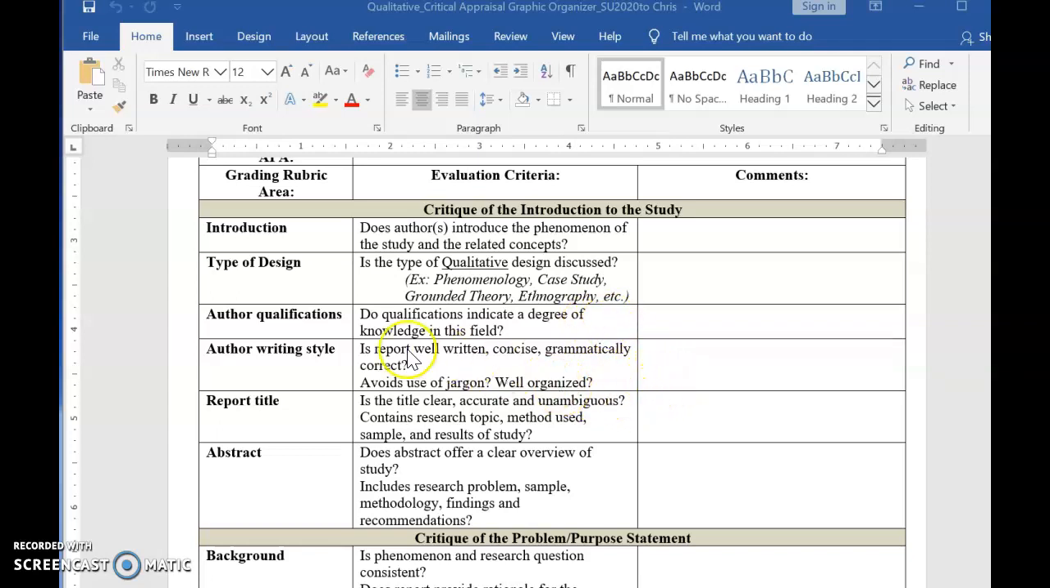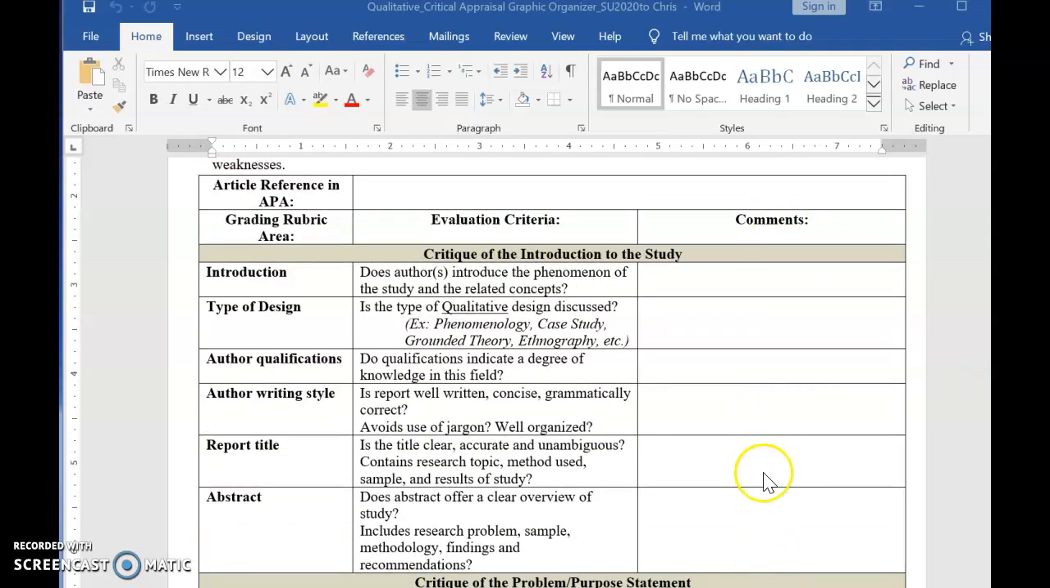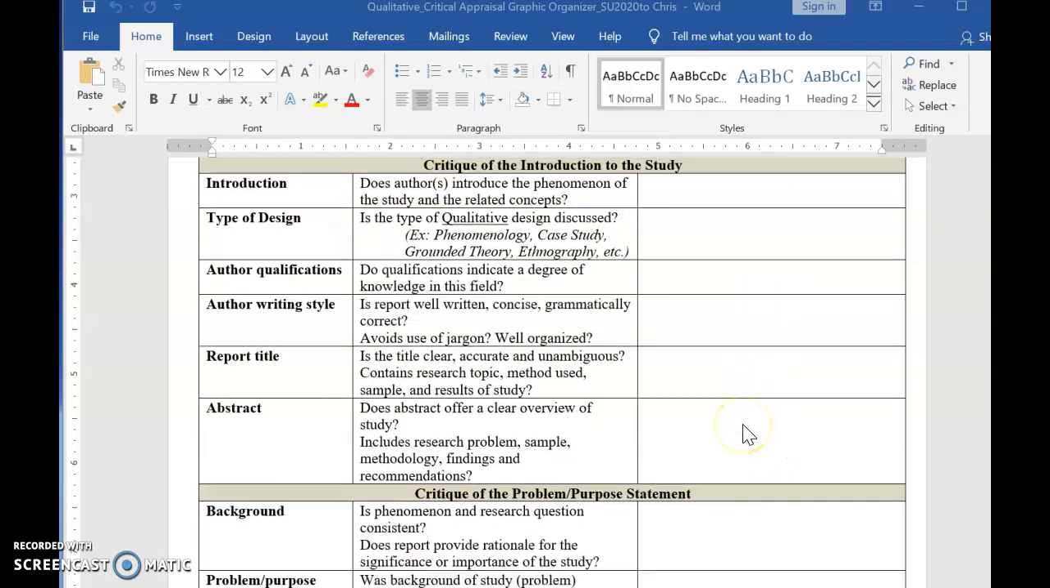design. So take each of these and say it was well written, it was concise, it was grammatically correct, or it was incorrect. And if there was a lot of jargon, then you want to say, yes, there was a lot of jargon, it was not well organized. So just give your opinion about all those things over here. And you think of this comment section as a running section of your comments.